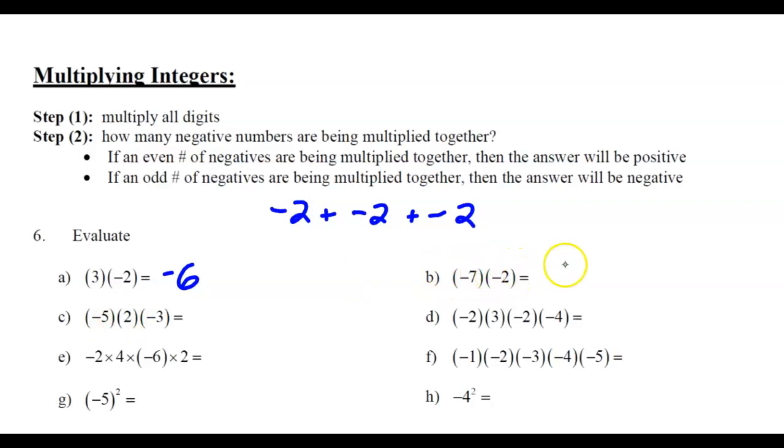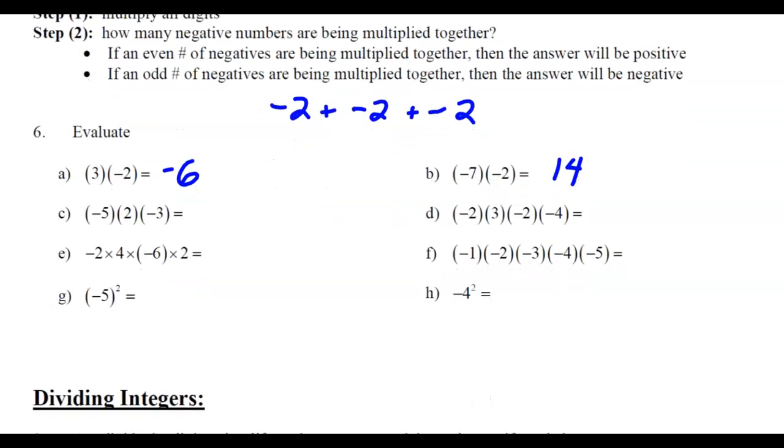Next one, or I'll go across, I guess B is across here. So 7 times 2 is 14, and even number of negatives. So the answer is positive. Then 5 times 2 is 10 times 3 is 30. But again, an even number of negatives, so it stays as 30. It doesn't matter how many positives there are. You're just looking for how many negative numbers are multiplied together. Okay, even numbers are 2, 4, 6, 8, 10, etc. Odds are 1, 3, 5, 7, etc.